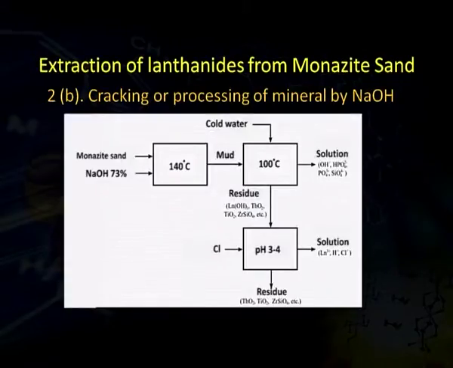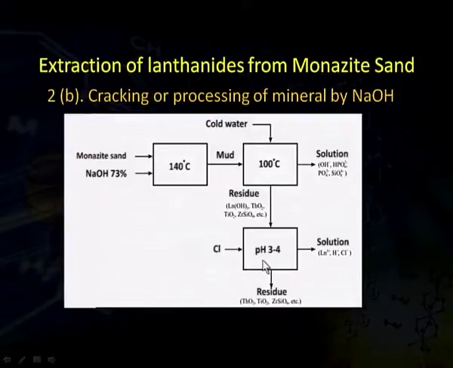This is the process for extraction of the lanthanide in presence of sodium hydroxide, the alkaline process. The monazite sand in presence of 73% sodium hydroxide is heated at 140 degree centigrade. A mud-like composition is viewed in presence of cold water at 100 degree centigrade. The residue contains the hydroxides of the lanthanum, mainly thorium, titanium and zirconium.